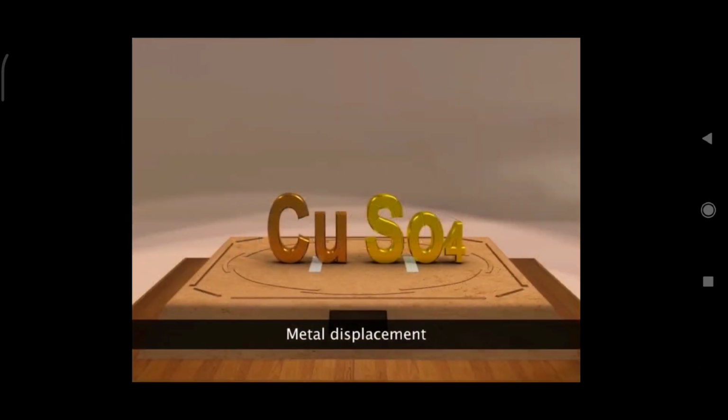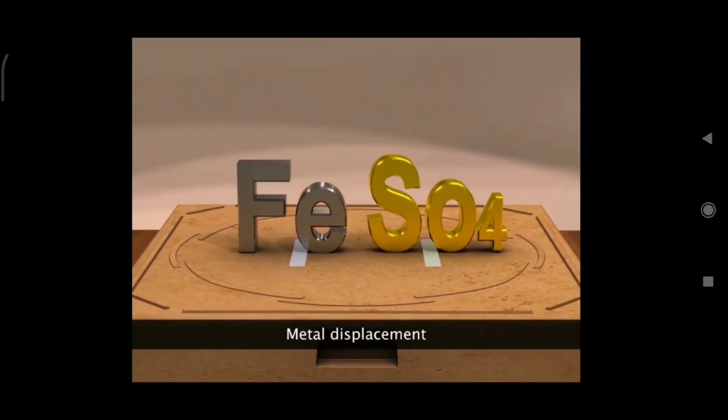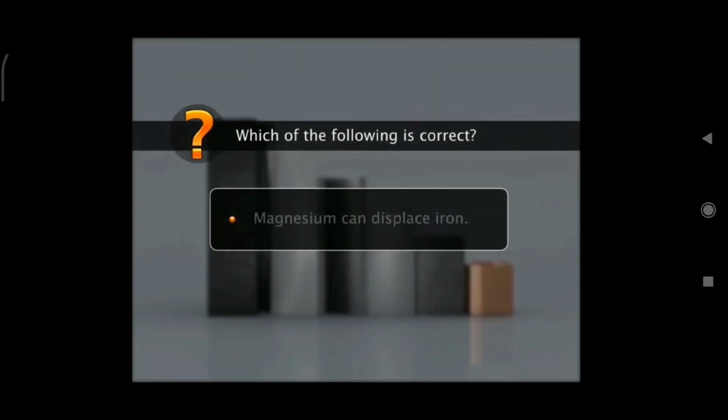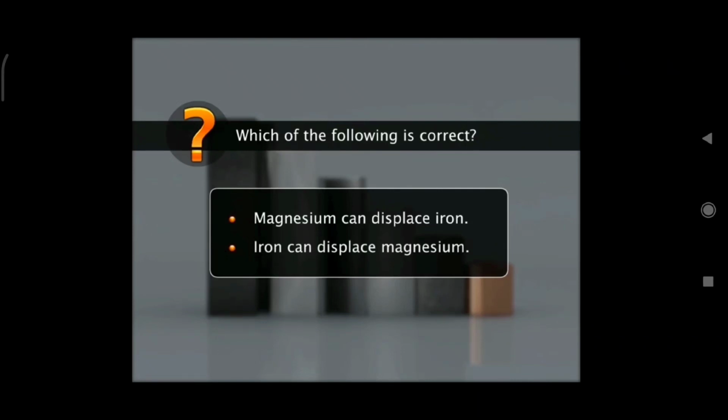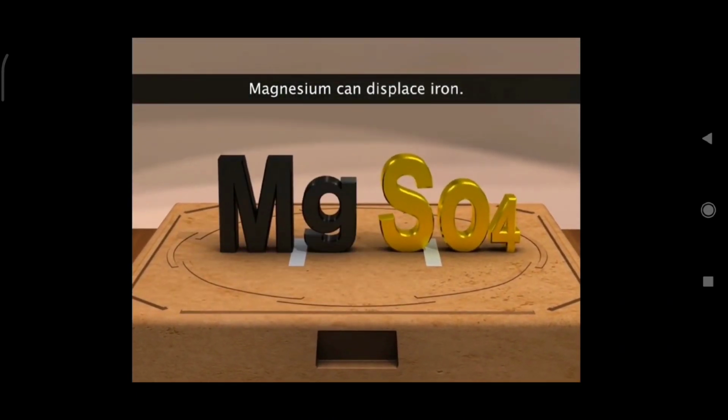The more reactive metal, which occupies a higher position in the reactivity series, pushes out the less reactive metal and forms its own compound. This is called a metal displacement reaction. Magnesium is more reactive than iron. So, magnesium can displace iron.